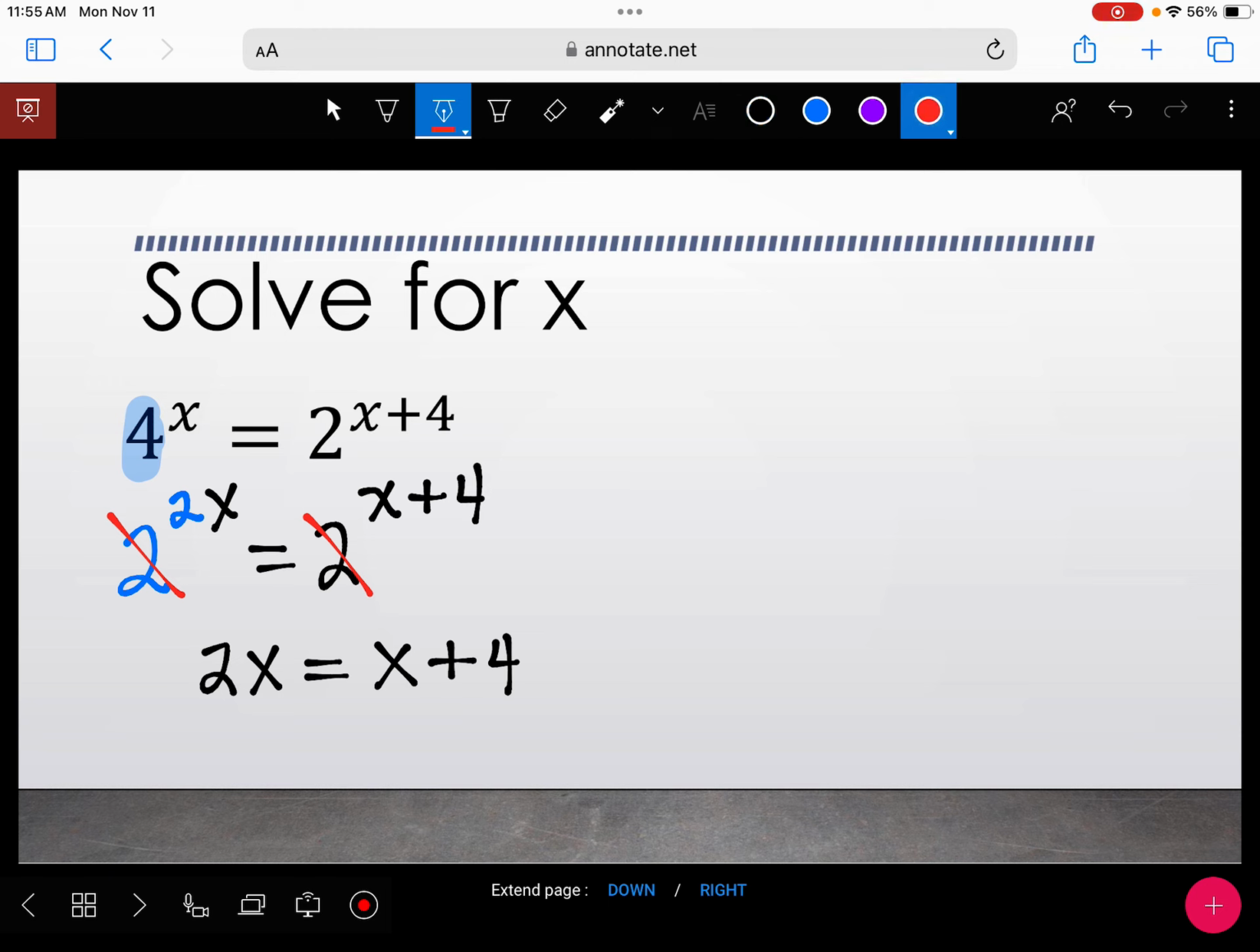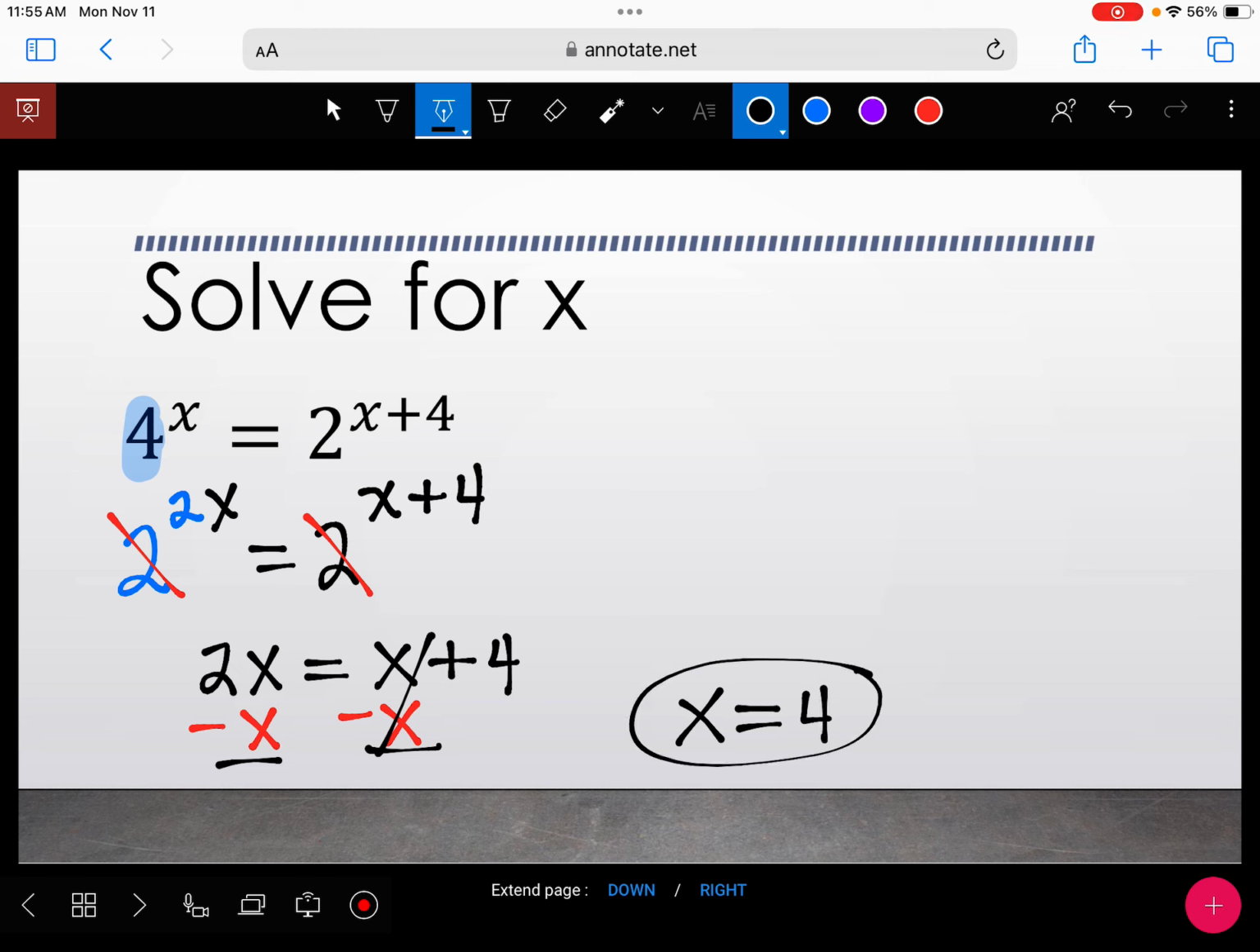So this is just a one-step equation. All we got to do is subtract the x. And we got 2x minus x, which is x. And our answer would be x equals 4. Who got that? All right, so that's if we can rewrite it with a common base. But what if we can't?